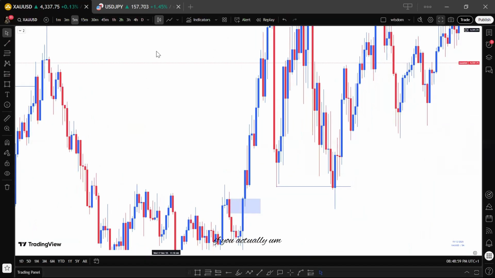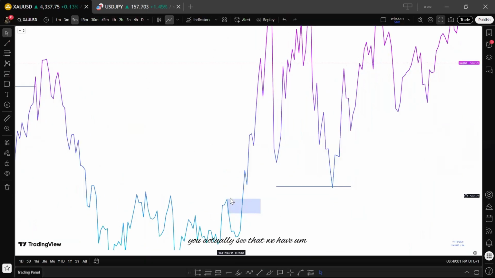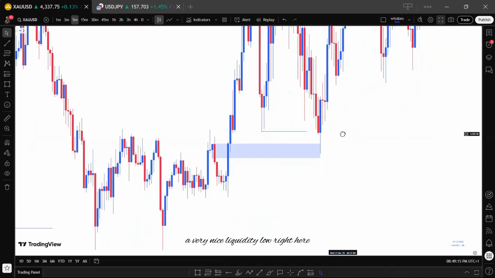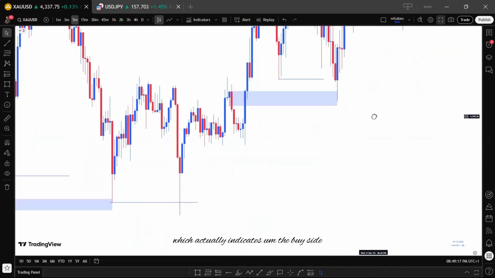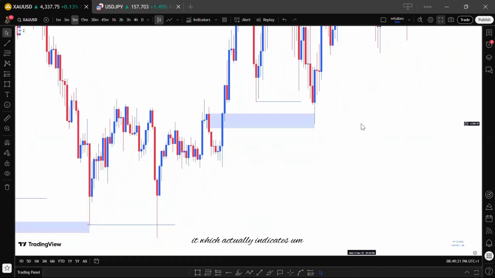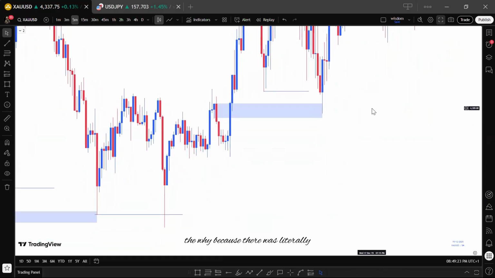If you skip to the line chart, you see that we have a very nice A shape around that region. So we had this breakout block around this region. Then this breakout block came down and has a very nice liquidity low right here, which indicates the buy side, because there was literally no unmitigated point of interest around here.